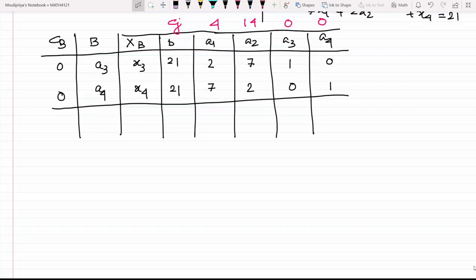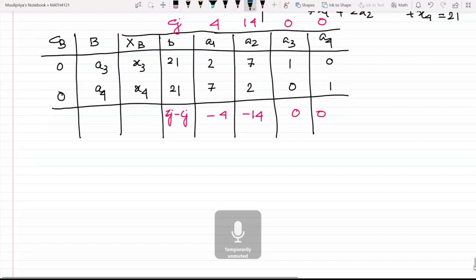Yes. What do we have? What about the index numbers? Zj minus Cj, exactly. Minus 4, then minus 14, 0, 0. Entering vector.